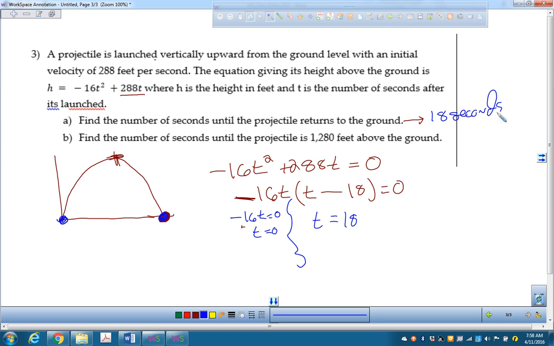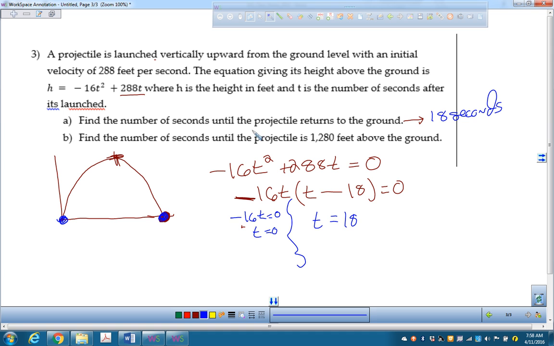Okay, I guess we'll try the next one. Find the number of seconds until the projectile is 1280 feet above the ground. Uh-oh, that's kind of hard. Anyone have any ideas how I do that?